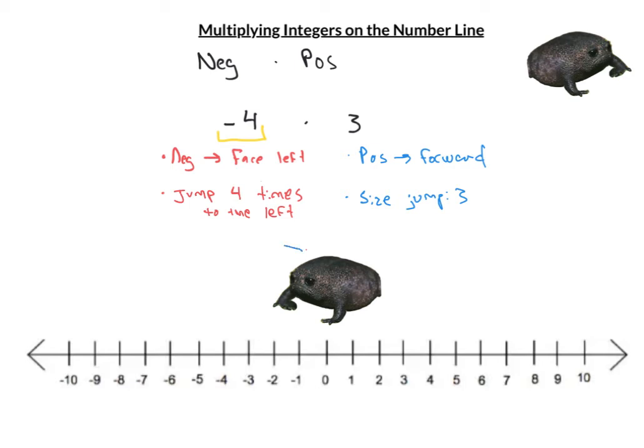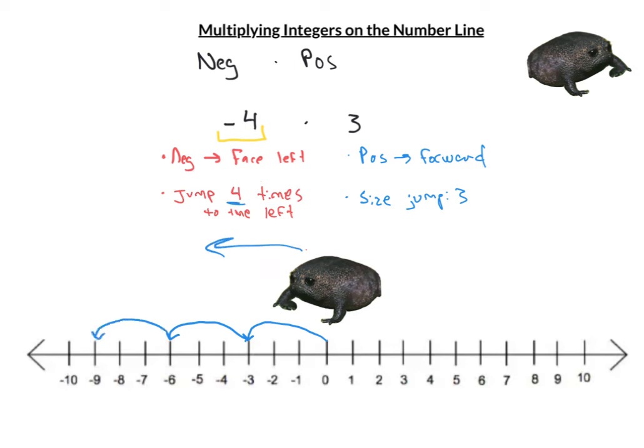So already facing left, and we're moving forward. So forward to whichever direction the frog is facing. So we're going to be moving left, and we're going to go 1, 2, 3. 1, 2, 3. There's our second jump. We're jumping 4 times. 1, 2, 3.